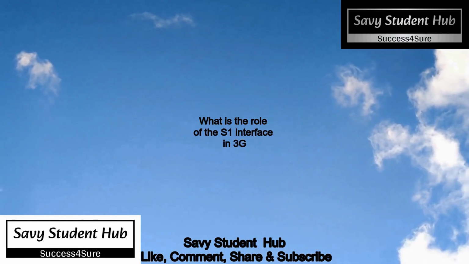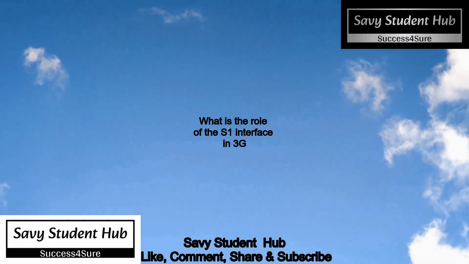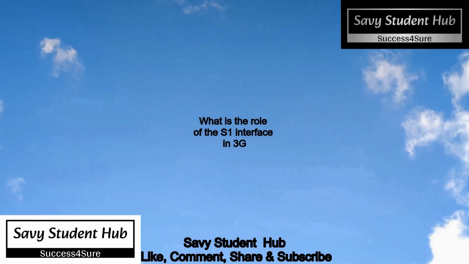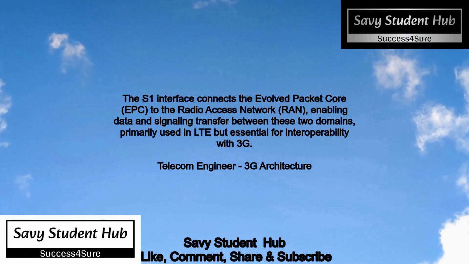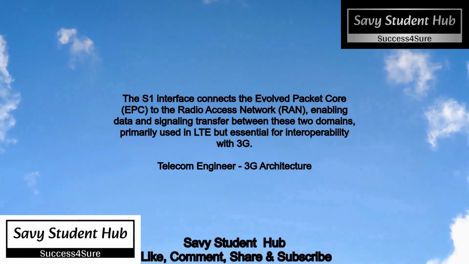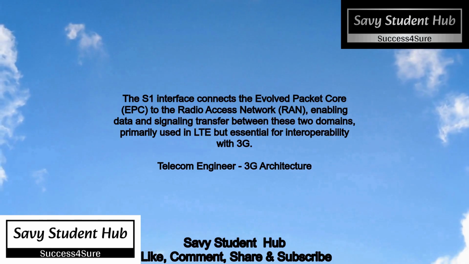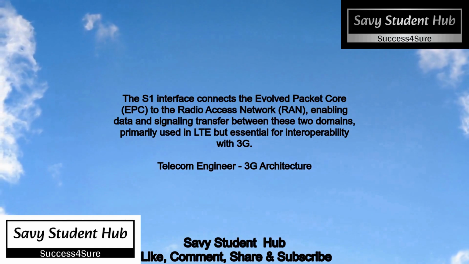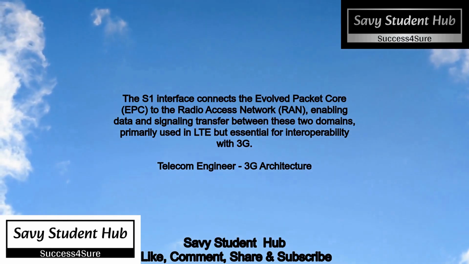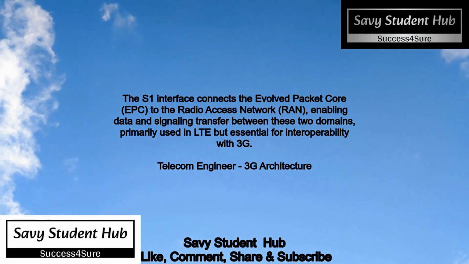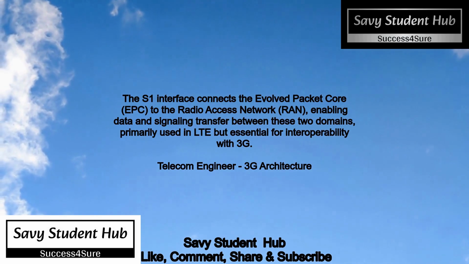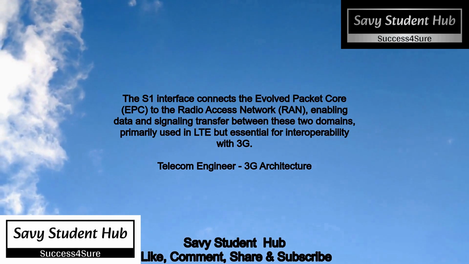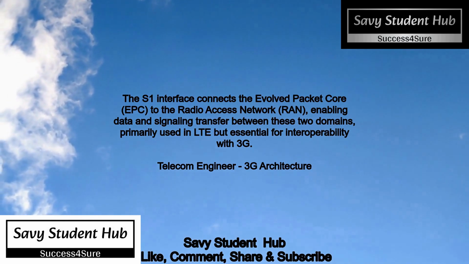What is the role of the S1 interface in 3G? The S1 interface connects the Evolved Packet Core (EPC) to the Radio Access Network (RAN), enabling data and signaling transfer between these two domains, primarily used in LTE but essential for interoperability with 3G.